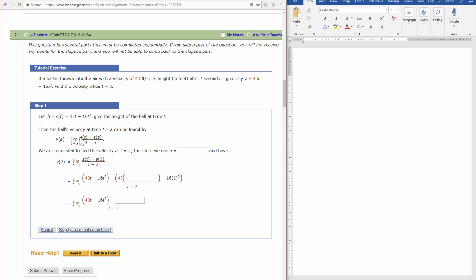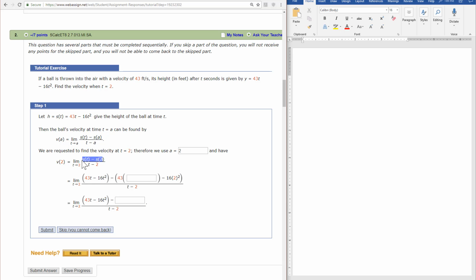The limit as t approaches a of s of t minus s of a, divided by t minus a. So we're requested to find the velocity at t equals 2, so we're going to use a equals 2 in this case. Then v of 2 equals, and we're essentially going to put a 2 wherever we see an a: the limit as t approaches 2 of s of t minus s of 2, divided by t minus 2.